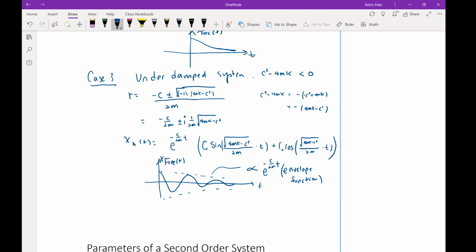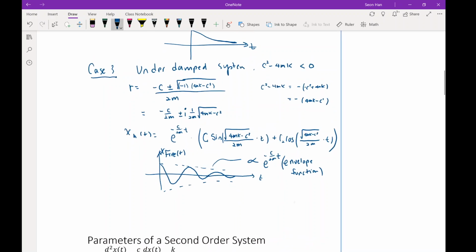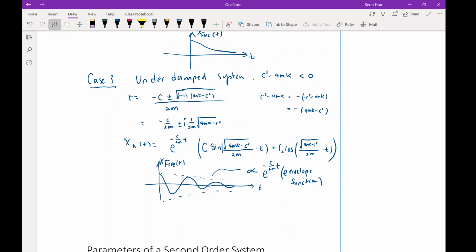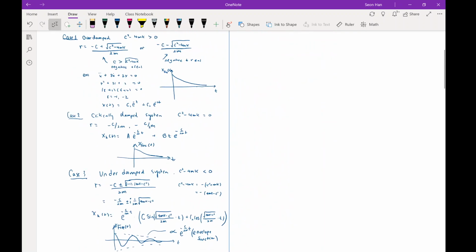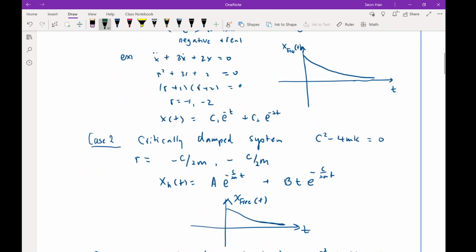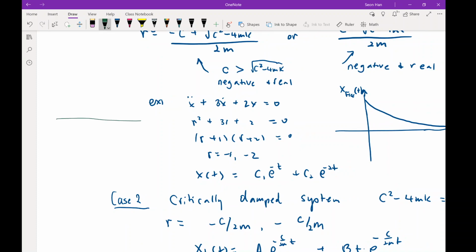Okay. So now let's see. In all three cases, what are the roots? On the complex plane, for the first one, if I call this one the real part of the characteristic root, and this is the imaginary part of the characteristic root, you'll have them somewhere like this.